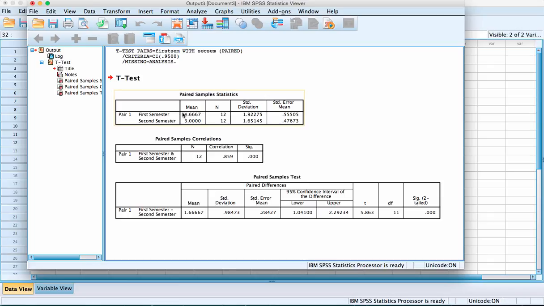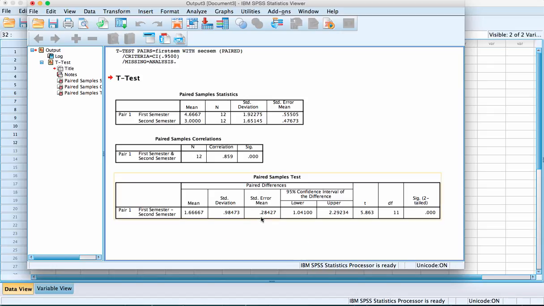So this is the mean number of absentee rates for the first semester, the mean number for the second semester. So there was a difference of almost 2 days absence per semester. And we see that right here. This is the difference, the mean difference. This is the standard deviation of the mean difference. Now, this is the standard error of the mean.